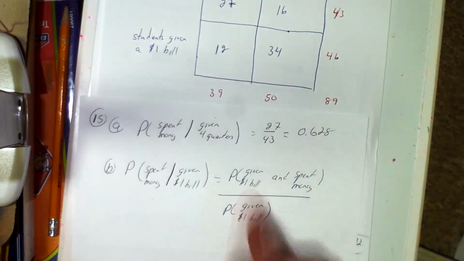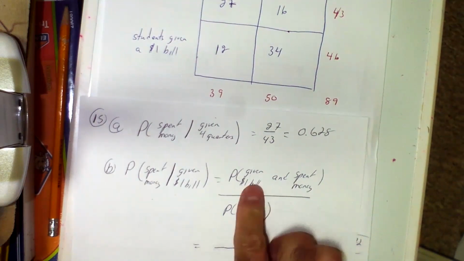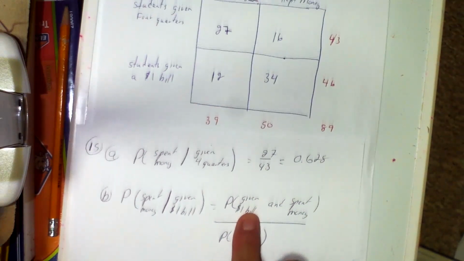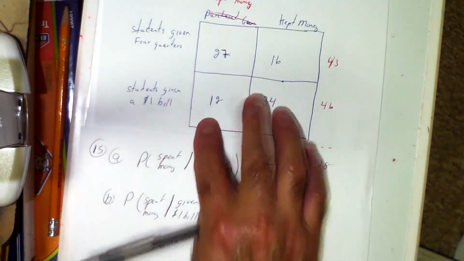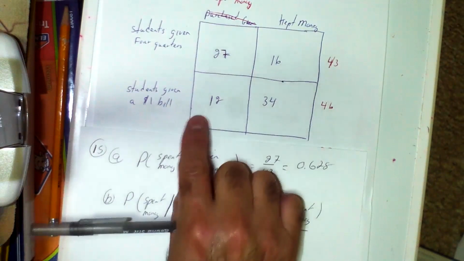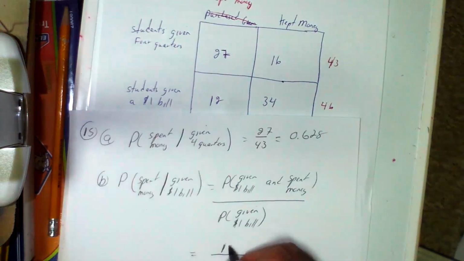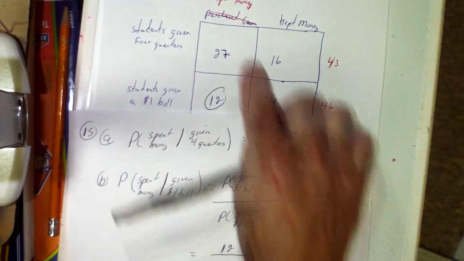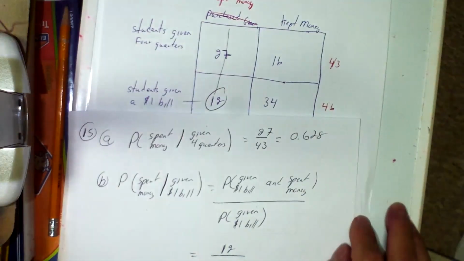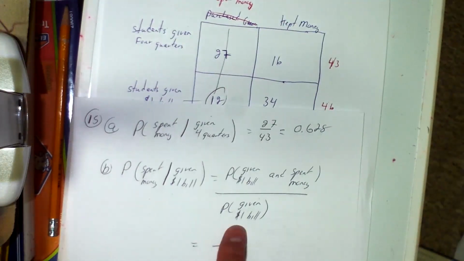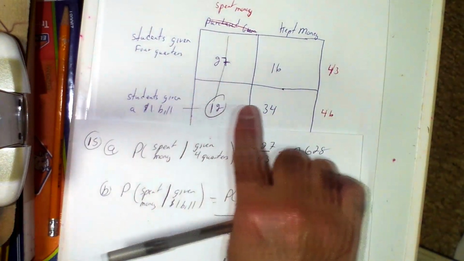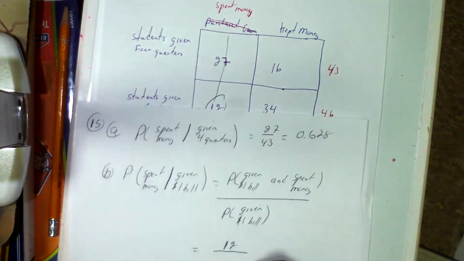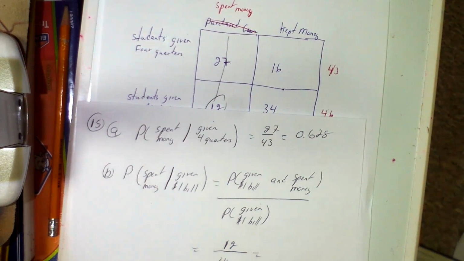All right, so the top, remember, the top is, what does it intersect? Given $1 bill and spent money, there it is. So that has to be 12. So 12 goes in the top, right there. Spent money. And now I want to get the total of the given $1 bill. So $1 bill is a row category, so I'm going to follow it. 46. So it's 12 over 46.